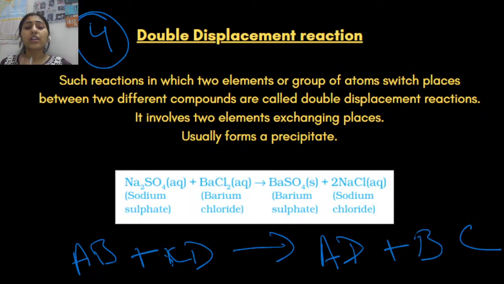Such reactions in which two elements or two groups of atoms switch places between two different compounds are called double displacement reactions.